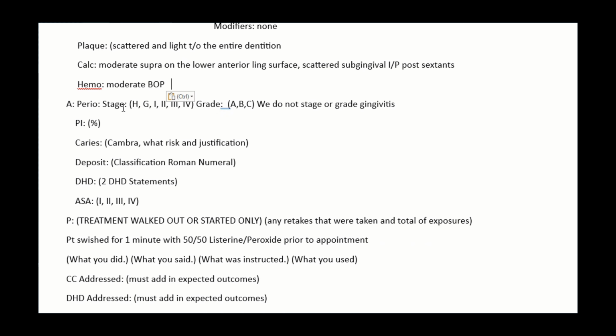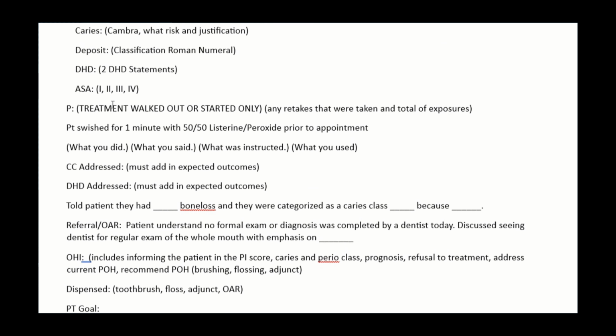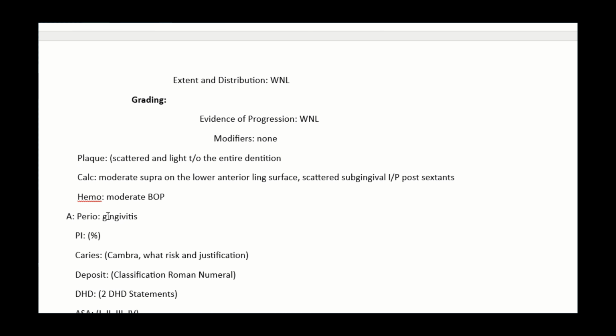When it comes to perio stage, we do not grade or stage if the patient is healthy or if the patient has gingivitis. So my patient has gingivitis because the gingival tissue is showing signs of inflammation, and the patient has no bone loss. So I'm going to go ahead and get rid of all of this. Oh, excuse me. And say my patient has gingivitis.